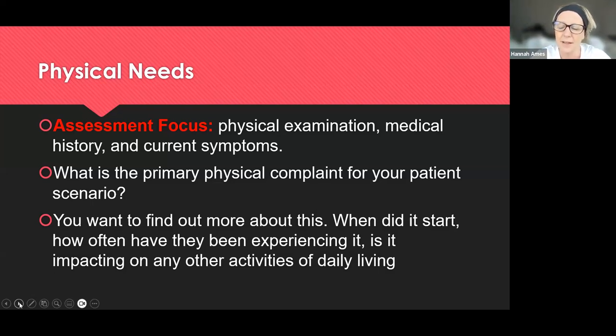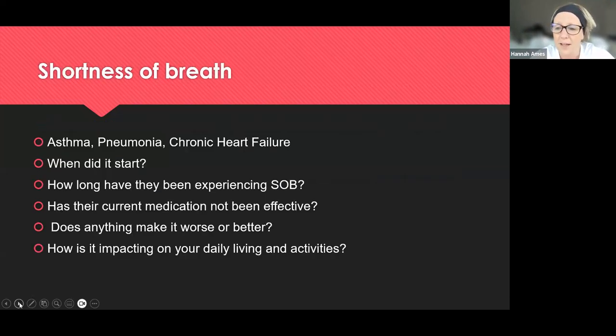So think about things like, when did this symptom start? How often have they been experiencing it? Does anything make it better? What's been impacting on their other activities of daily living as well? For example, if I have my patient with shortness of breath, so this could be my asthma, my pneumonia, my chronic heart failure patient, I'm going to want to know when their symptoms started, and when did your shortness of breath become worse? How long have you been experiencing this increase in shortness of breath?